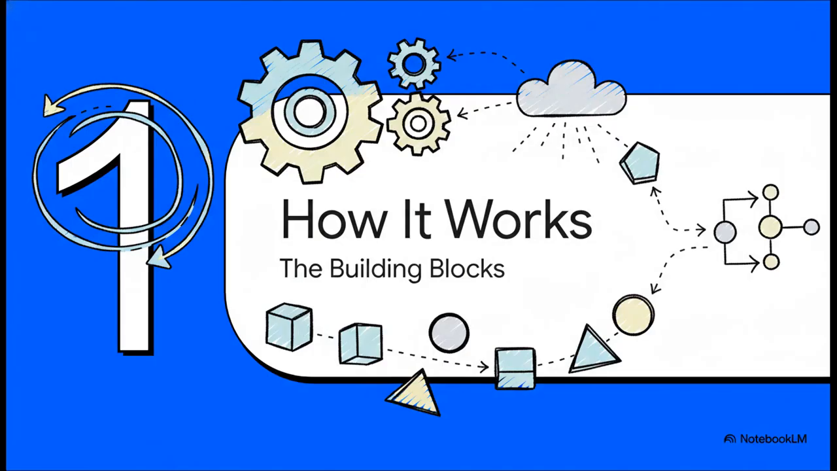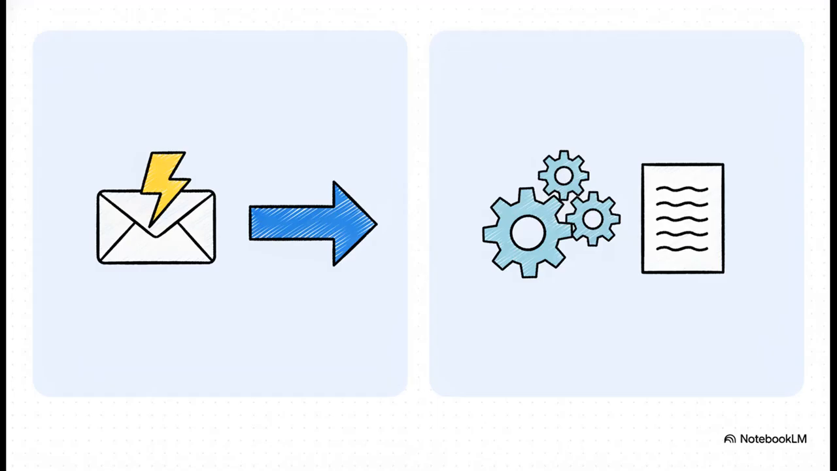Okay, so how does it actually work? How do you build one of these scenarios? Well, it all boils down to a couple of really simple core ideas. At the heart of everything in Make are just two concepts, triggers and actions. Super simple. A trigger is just the starting event. It's the if this happens part of the equation. And the action? Well, that's the task that comes next, the then do that part.